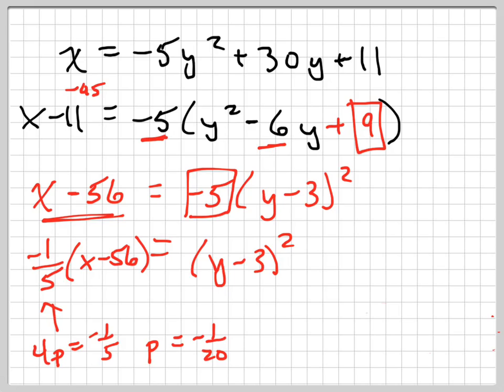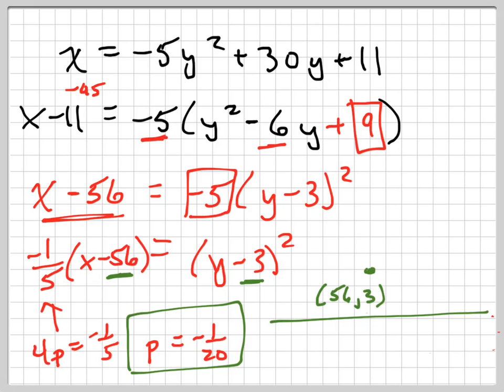I'm going to change colors here to green. The vertex of my parabola is positive 56, comma, positive 3. So it's way over here: it's 3 up and 56 over. So that point right there is (56, 3). P is -1/20. Since p is negative, it opens left, not right. It opens left, not down, because the y was being squared. So my graph is going to open like this.